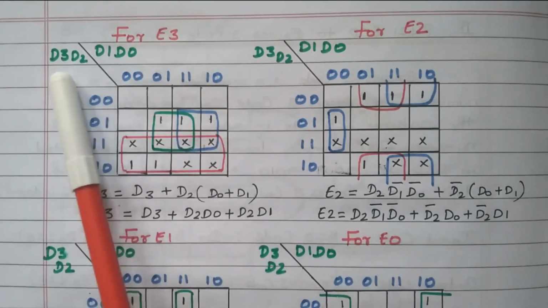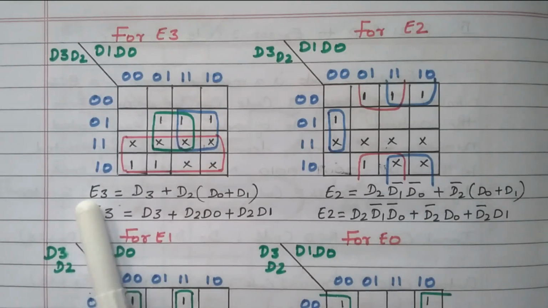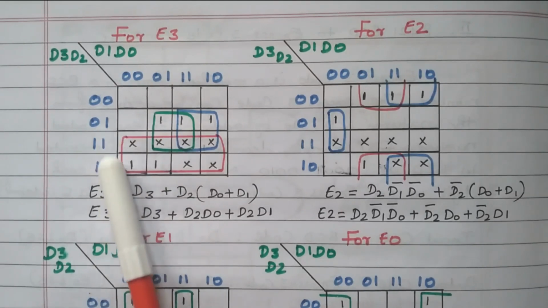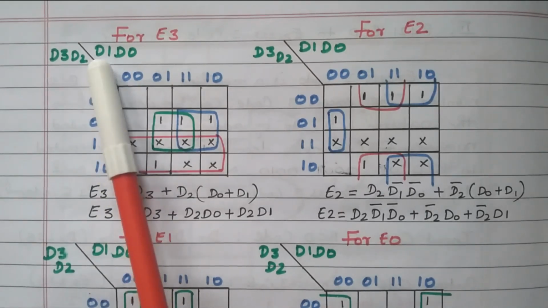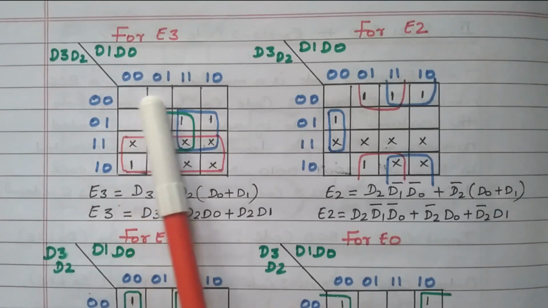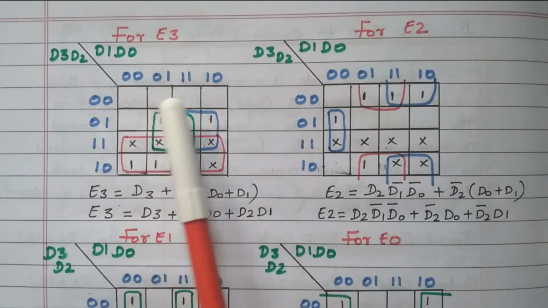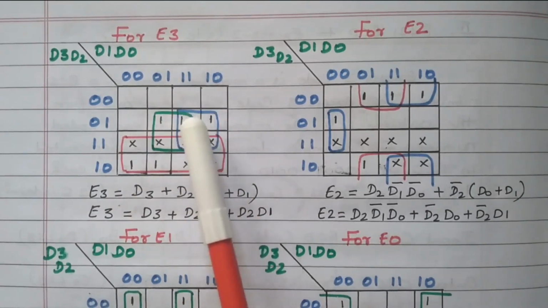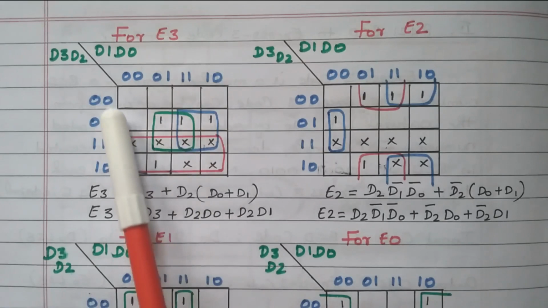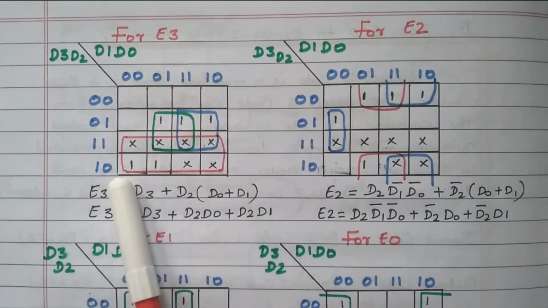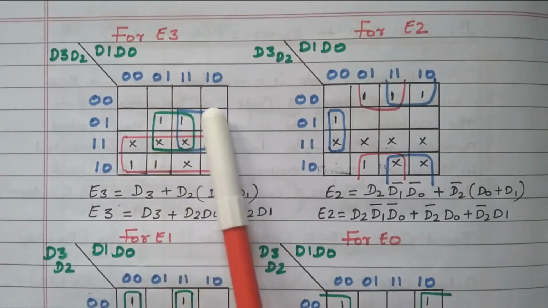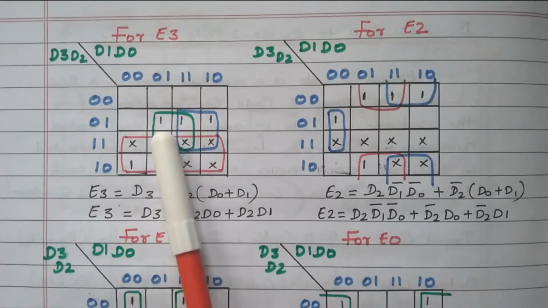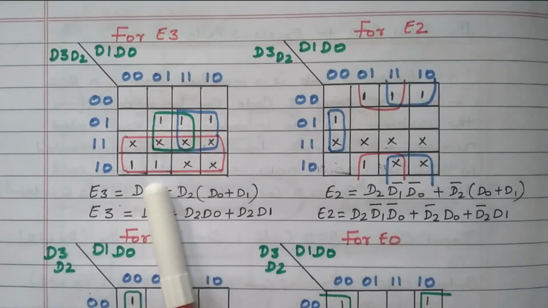So D3, D2 means 2 variables, so 4 combinations are available, 0 0, 0 1, 1 1, 1 0. The third and fourth row is interchanged. Similarly, D1, D0, 2 variables having 4 combinations, 0 0, 0 1, 1 1, 1 0. Here also the third and fourth column is interchanged. That is the nature of the K map. Right. So in this K map, the numbers available are marked as 1. That is for E3 we already discussed. There are 5 ones available, so this 1, 2, 3, 4, 5 ones are available.